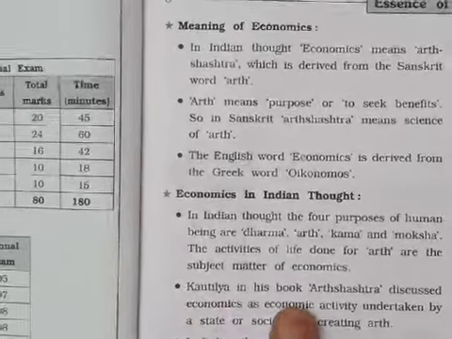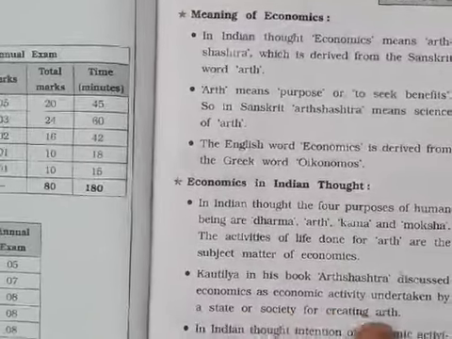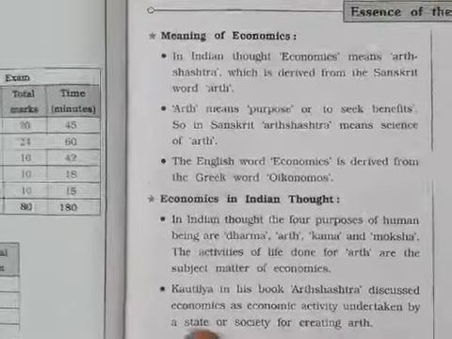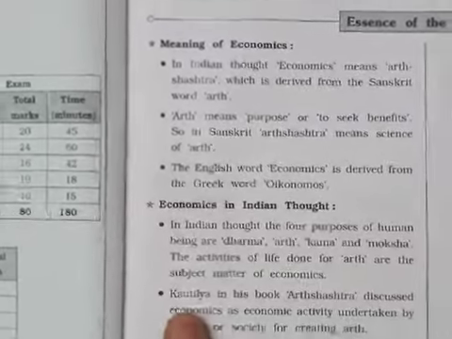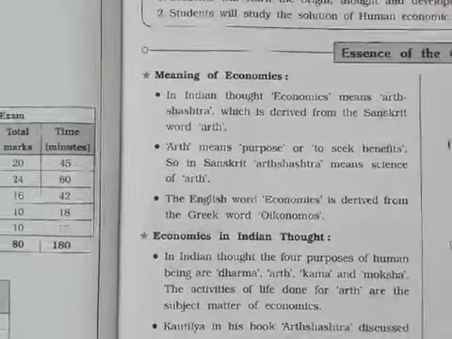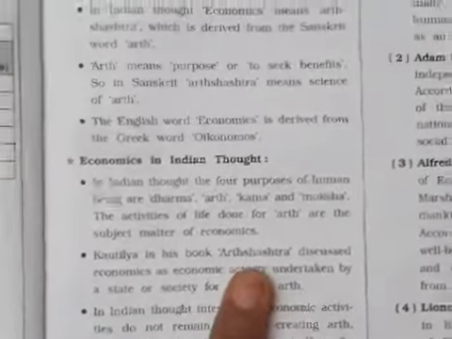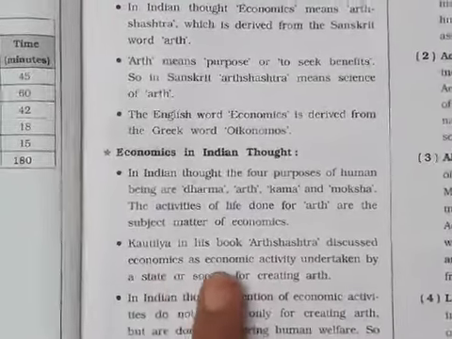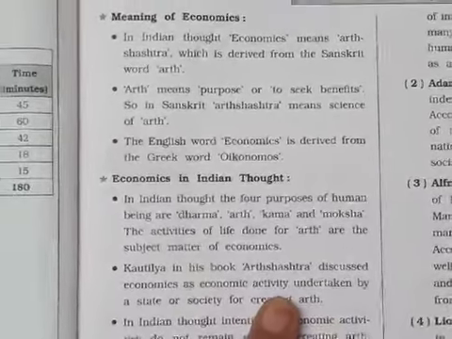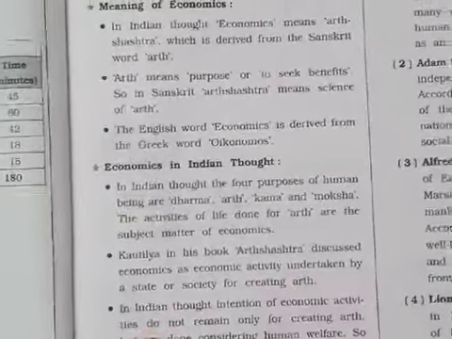Kautilya, in his book Arthashastra, discusses economics as economic activity undertaken by a state or society for creating Artha. So I would like to explain to you that the great composer and writer Kautilya has written one of the significant books of his life, that is known as Arthashastra. In Arthashastra, he has compared economics with a certain kind of activity which we are doing by using our skill to get benefit or to earn something from the society or from other human beings.